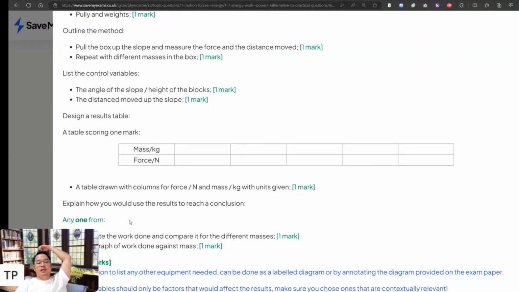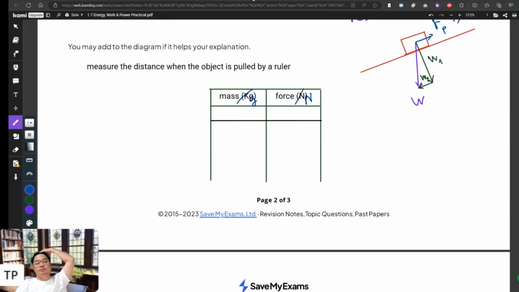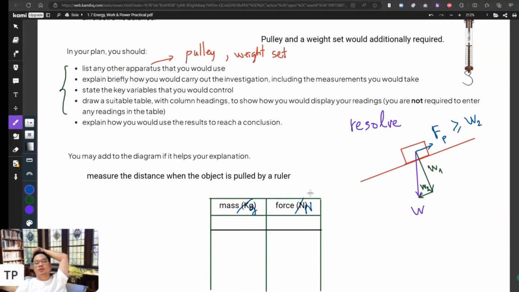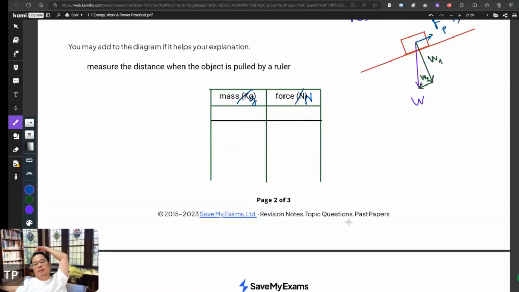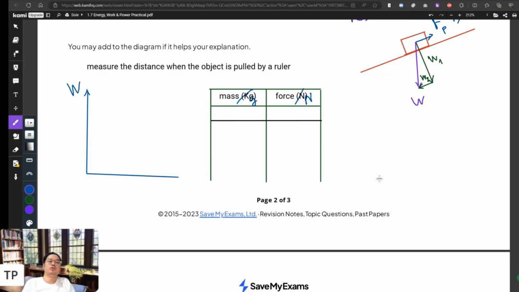Yes. Explain how you would use the results to reach a conclusion. How do you verify if the force is proportional to the mass? It has to be a straight line. Yes, you can plot a graph. Plot a graph of the work on the vertical axis and the mass on the horizontal axis. Obviously the work, not the force, sorry, because we're investigating the relationship between the work and the mass. And the data should be distributed so that we can draw a best fit line which almost passes through the origin.